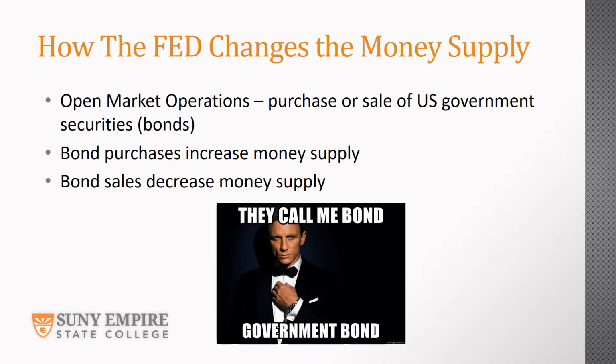control the money supply. But how exactly does it do so? The primary method is through open market operations, which is either the purchase or sale of United States government securities, also known as bonds. Bond purchases by the Fed increase the money supply, while bond sales decrease the money supply. But how does this work?